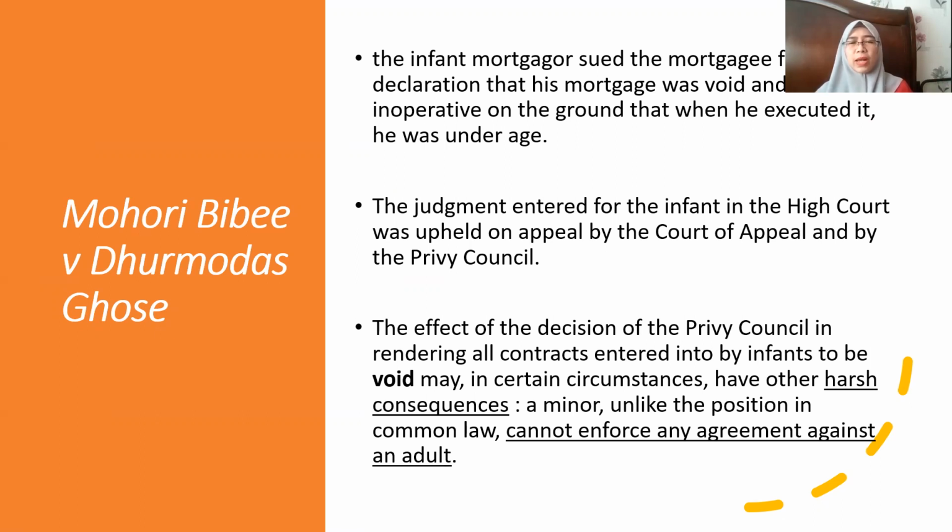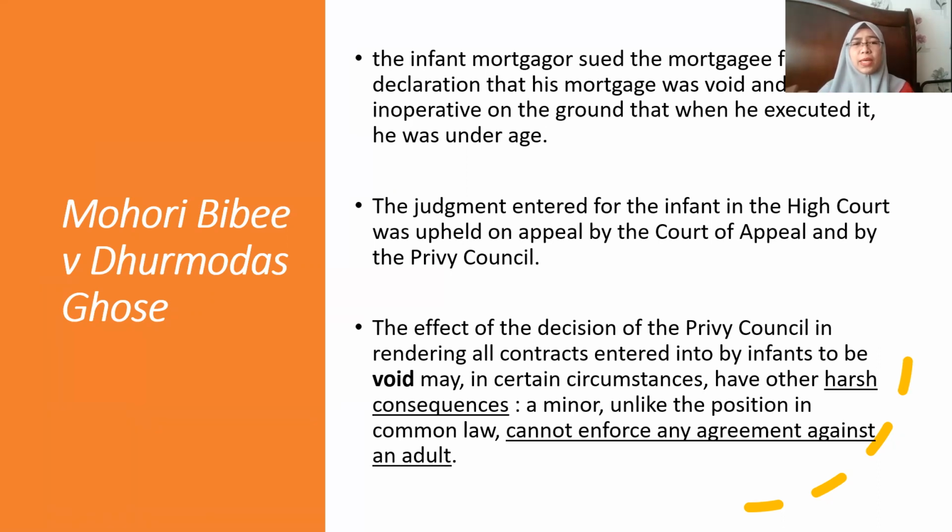What's the basis? On the ground that when he executed it, when he entered into it, he was actually underage. So that's the claim by the minor, asking for a declaration. And then the Indian High Court gave its decision in favor of the minor. This judgment was upheld on appeal by the Court of Appeal, and also upheld by the Privy Council. In other words, if you were to apply the Privy Council decision in all contracts which involve a minor, then those contracts will have the effect of being void, invalid.